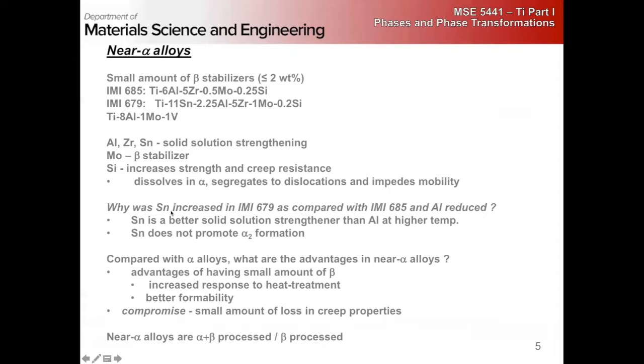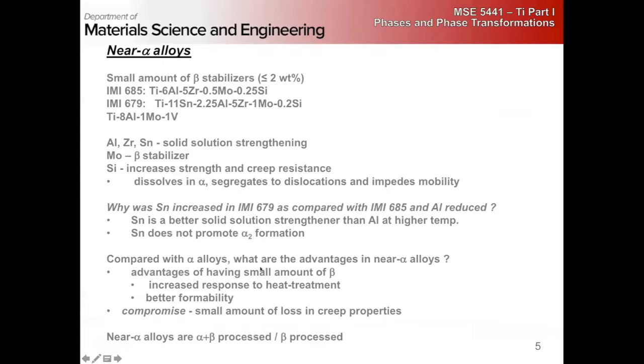And so if we look at these compositions, what's really the difference here? The biggest difference is an increase in the tin content and a reduction in aluminum. The tin's a better solid solution strengthener than aluminum at higher temperature, and we're not going to promote ordering with higher tin compositions. So just a little bit on alloy design.